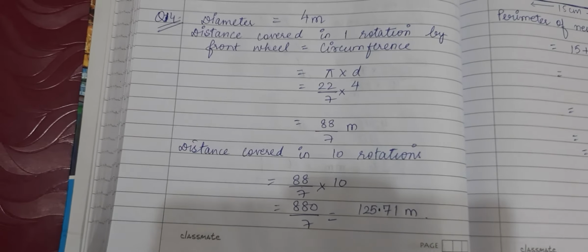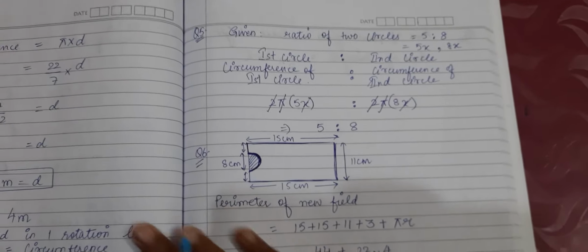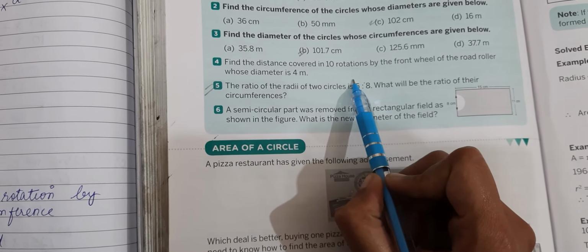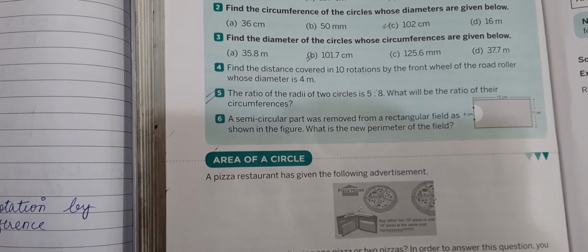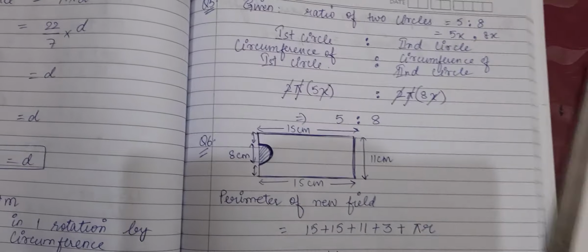Solve it and you will be getting the answer. Now let's do question number 5. Question number 5 is: the ratio of the radii of the two circles is given, which is 5:8. What will be the ratio of their circumference? Now you have to find the ratio of the circumference.